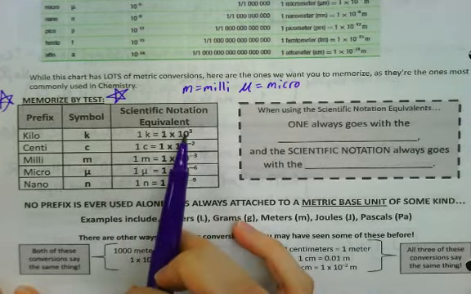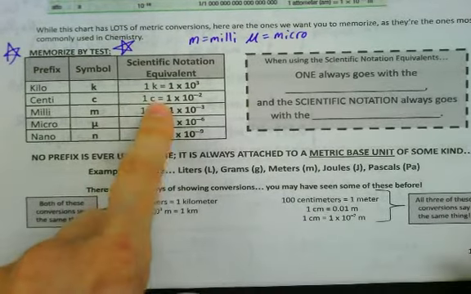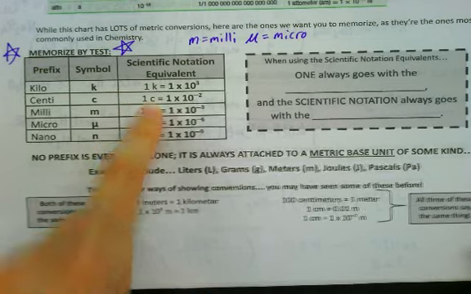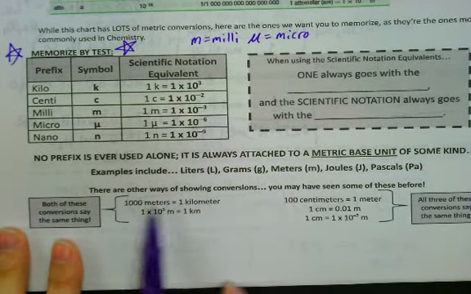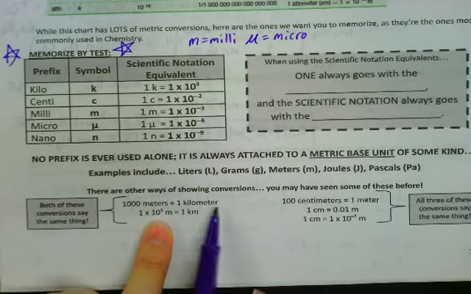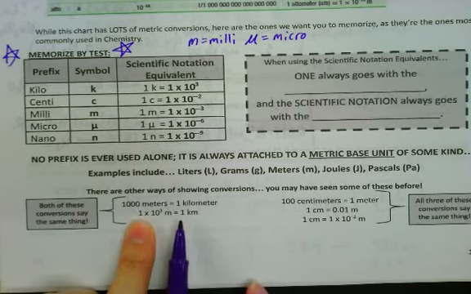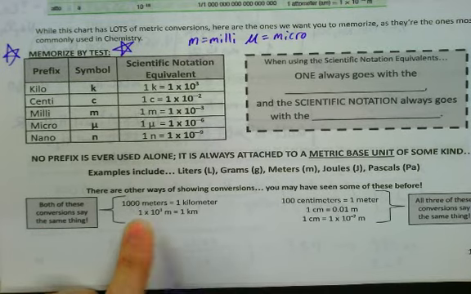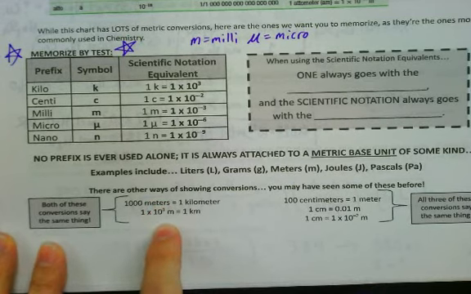So these, I want us to memorize the scientific notation that goes along with this. What this is telling me is if I have a kilo of something, like a kilogram, a kiloliter, a kilometer, I have 1,000 of my base. So, for example, 1 kilometer is equal to 1,000 meters. Same thing as writing, right here, 1 kilometer is equal to 1 times 10 to the third meters, because 1 times 10 to the third is 1,000. So these conversions are saying the same thing.